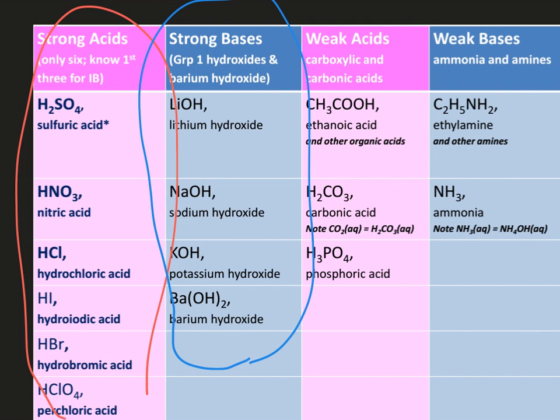And so for the acids, we have ethanoic acid, carbonic acid, and phosphoric acid. And for the bases, we have ethylamine and ammonia. So these are the things you're supposed to know about which things particularly are good at dissociating or particularly bad at dissociating.